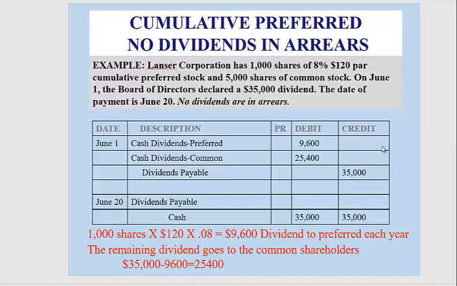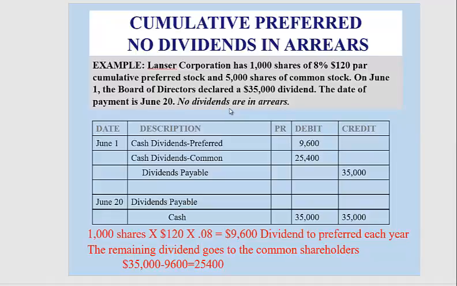Lancer Corporation has 1,000 shares of 8%, $120 par cumulative preferred stock and 5,000 shares of common stock. On June 1st, the Board of Directors declares a $35,000 dividend. The date of payment is June 20th. No dividends are in arrears. It is very important that we know that no dividends are in arrears. That means that we do not owe the preferred shareholders any money for dividends from the previous years. They're paid in full up to this year.